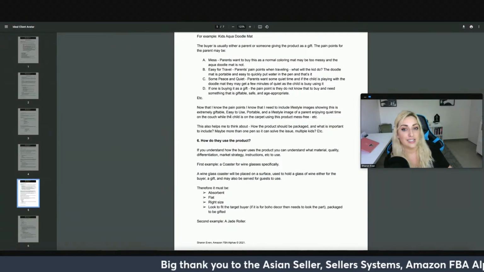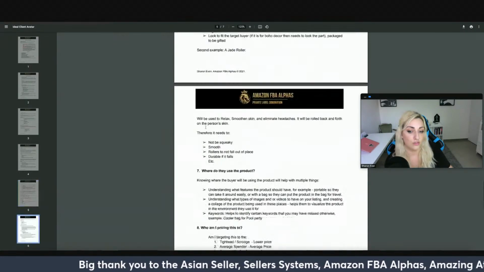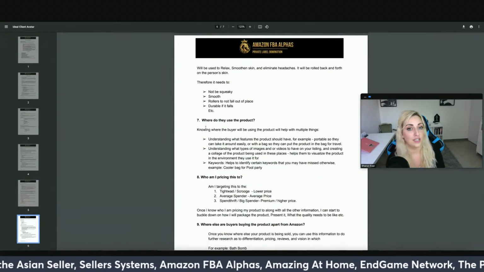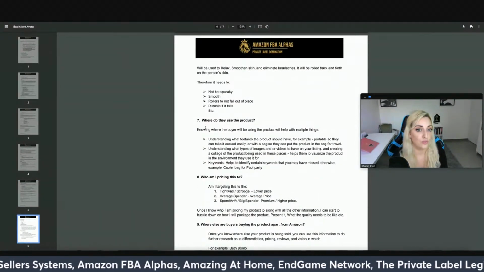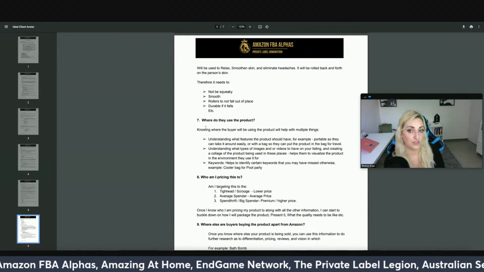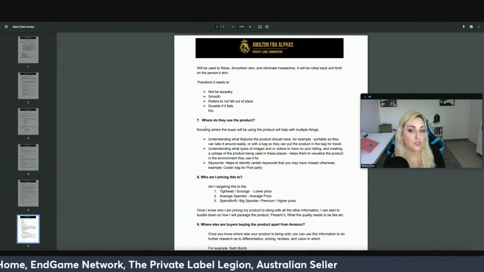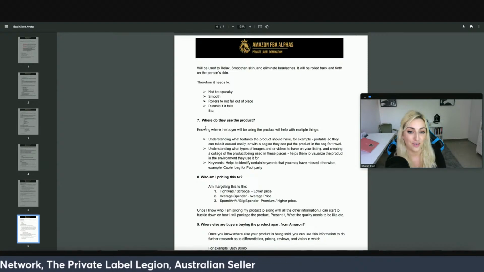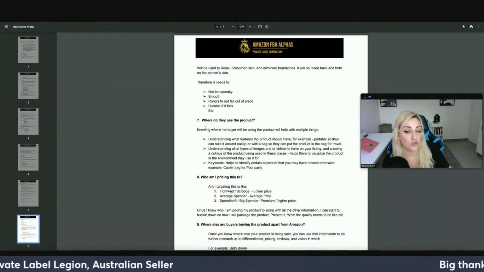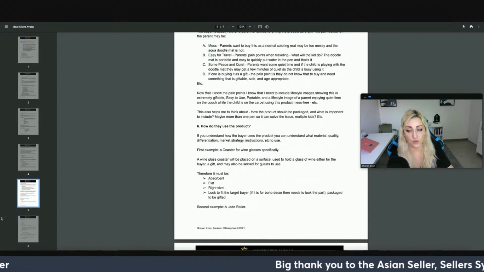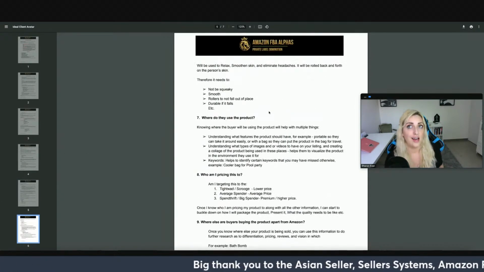Second example, a jade roller, super saturated product, will be used to relax, to smoothen the skin, and eliminate headaches. It will be rolled back and forth on the person's skin. Therefore, it needs to not be squeaky. It needs to be smooth. The rollers need to not fall out of place. It needs to be durable if it falls, etc. That was for how do they use the product.